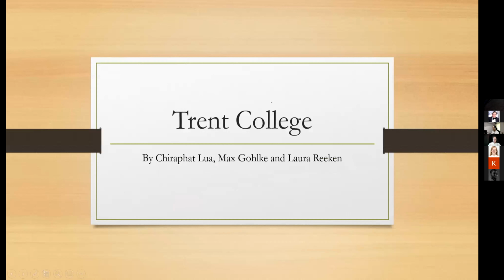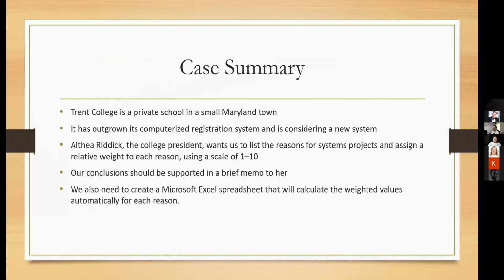Can you see? Yeah. Okay, so this is our presentation about the Trent College case. First, the case summary. The Trent College is a private school in a small Maryland town, and it has outgrown its computerized registration system. Because of that, it wants a new system.